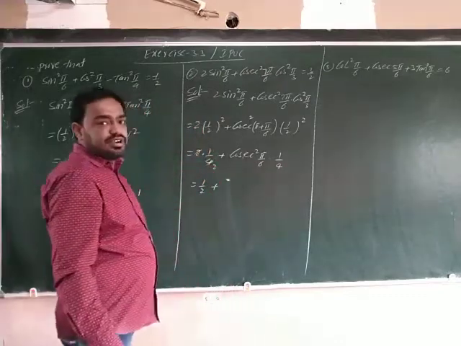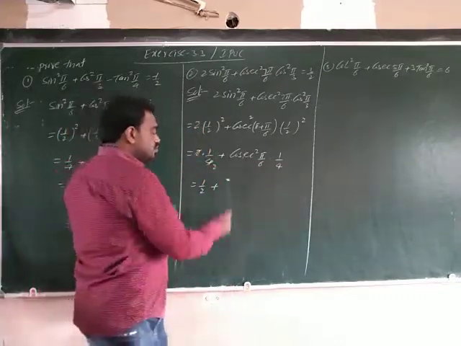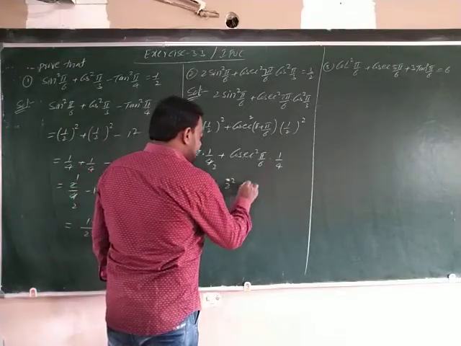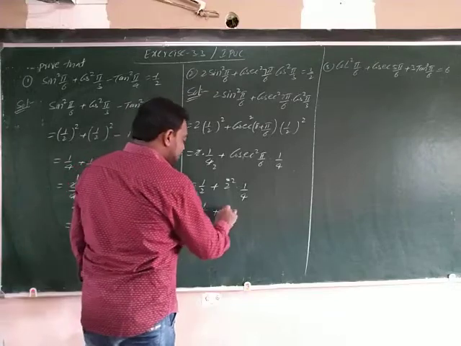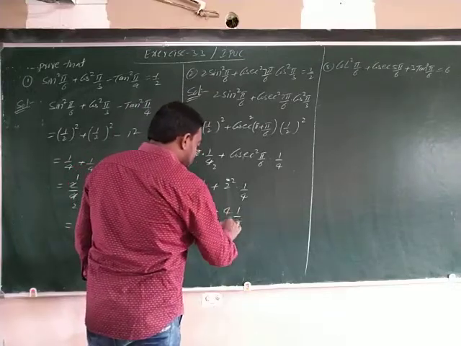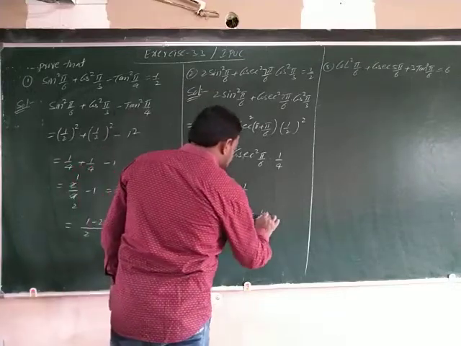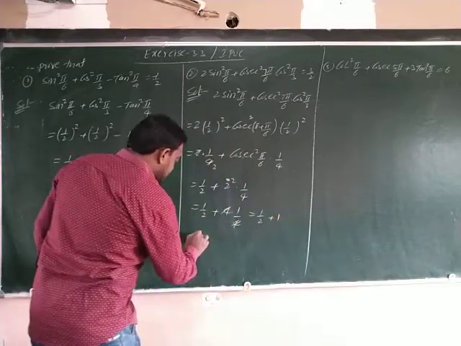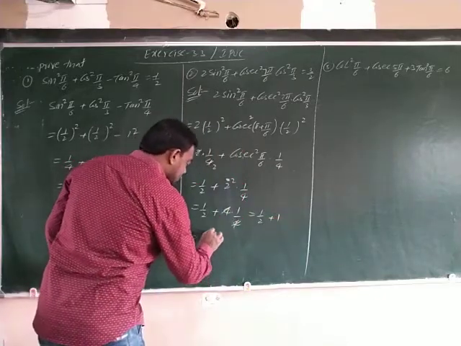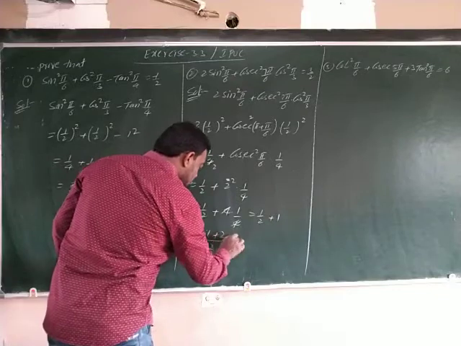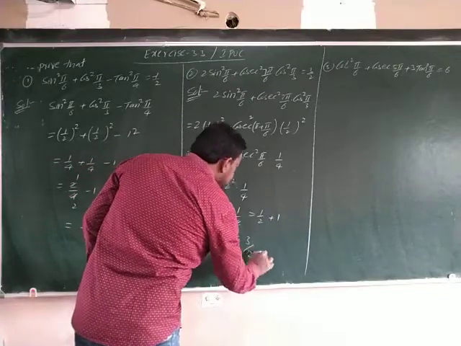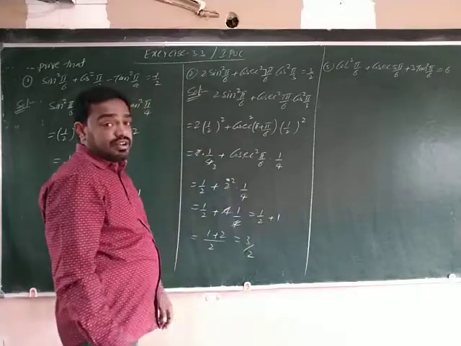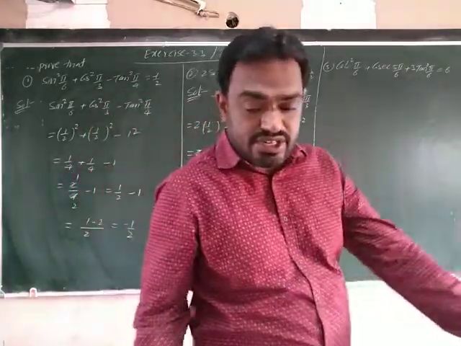Pi by 6 is 30 degrees, cosec 30 is 2, so 2 square into 1 by 4. This is equal to 1 by 2 plus 2 square value 4 into 1 by 4. 4 gets cancelled: 1 by 2 plus 1. LCM is 2. 1 plus 1 into 2, this is equal to 1 plus 2, 3 by 2 is the answer. That is our RHS.